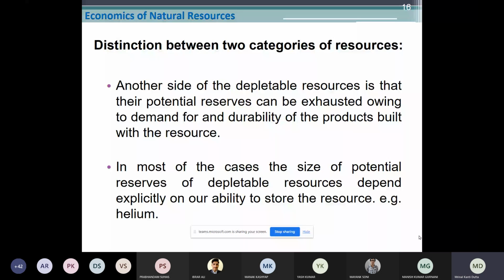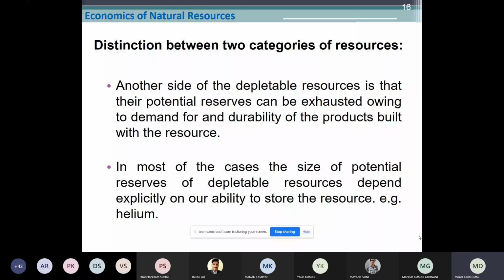Another issue is that these potential reserves can be exhausted owing to demand for and durability of the products built with the resource. So we talk about durability of the products. If it is durable, then it will last longer. In that sense, you can say that the life of the resources can also be extended.